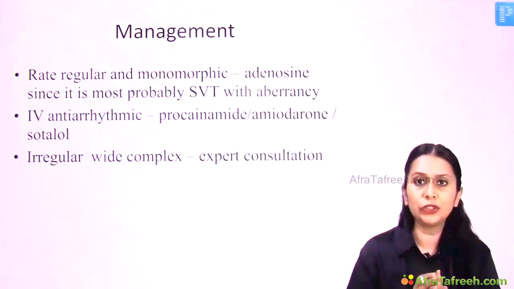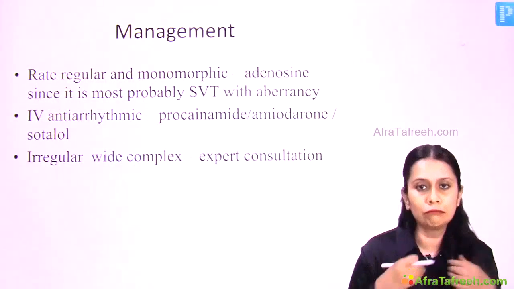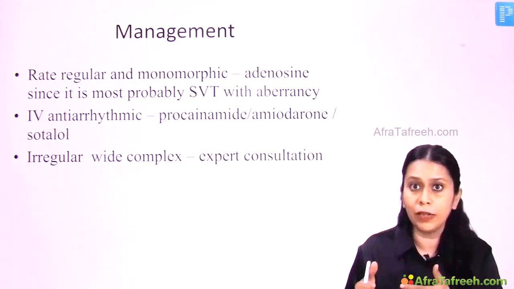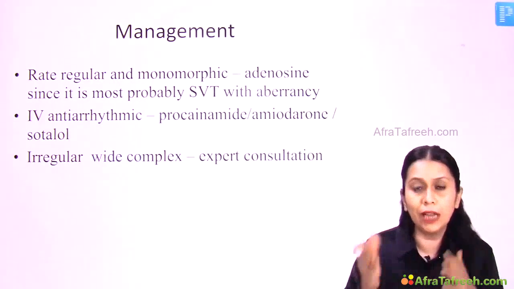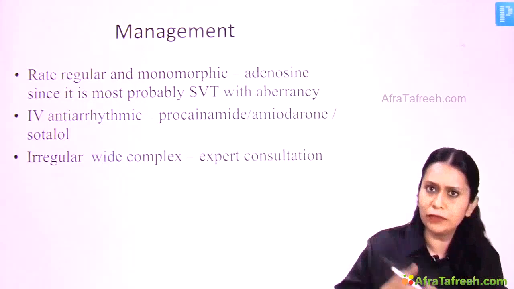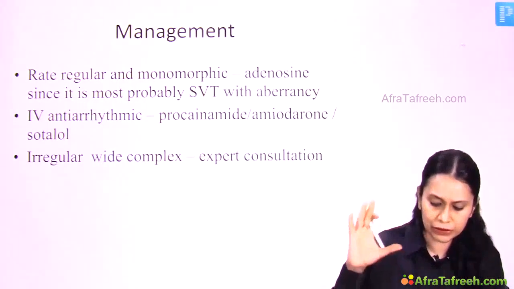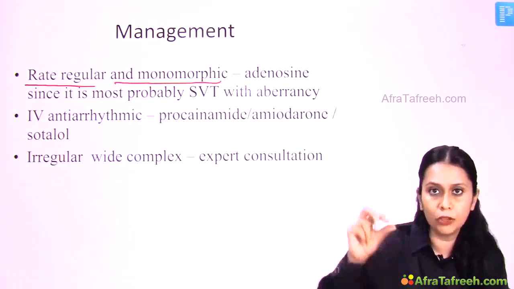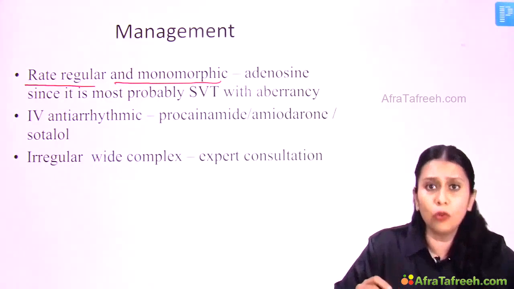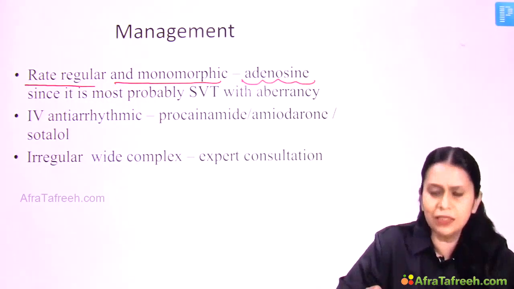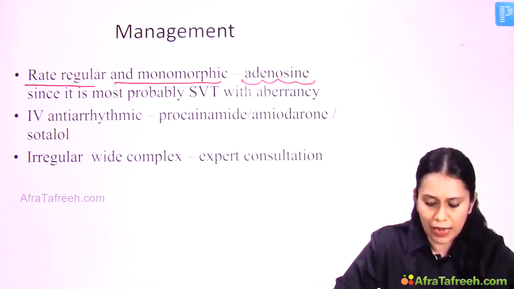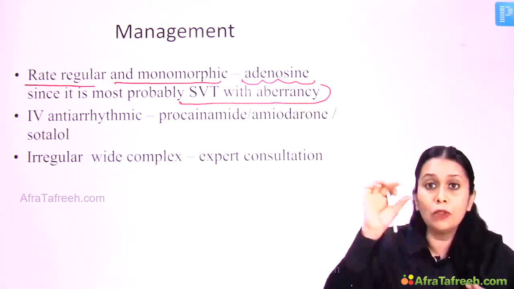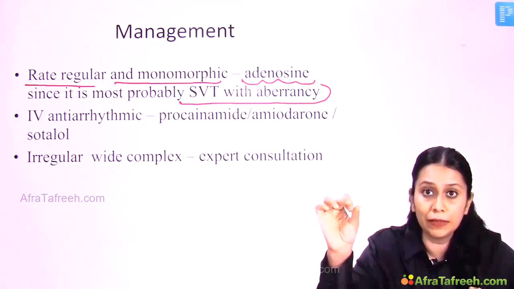How would we manage? If unstable, all of you know, cardioversion, whether it is supraventricular or ventricular, right? Whether it is narrow QRS or wide QRS. Unstable means cardioversion. So if it is unstable, we would cardiovert. But if it is stable and the rate is regular and it is monomorphic, all QRS complexes of the same morphology, then we can go for adenosine. We can go for adenosine since it is most probably SVT with aberrancy, right?